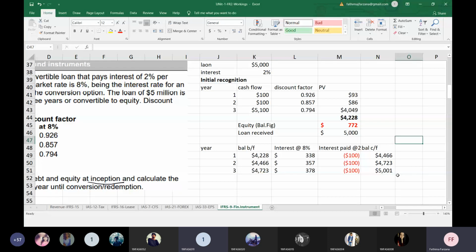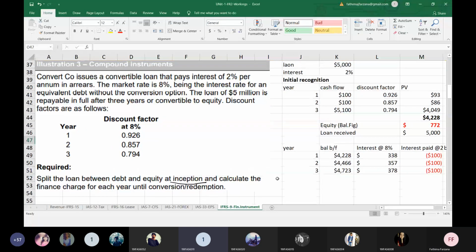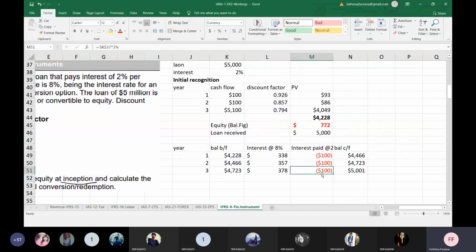Ma'am, yes, ma'am, this finance cost is interest only, no? Interest at the rate 8%. Only interest, because in the question they've asked only that. But ma'am, you told that 100 is finance cost, something like that you said, no? Yeah, 100 is the finance cost, no? Okay. See, this is what we actually paid. Yeah, 338, 357, 378 is the finance cost. You're right. This is the finance cost. Okay, 338, 357 and 378. This is what we'll show in the financial statement. But actual interest paid is 100, 100, 100.